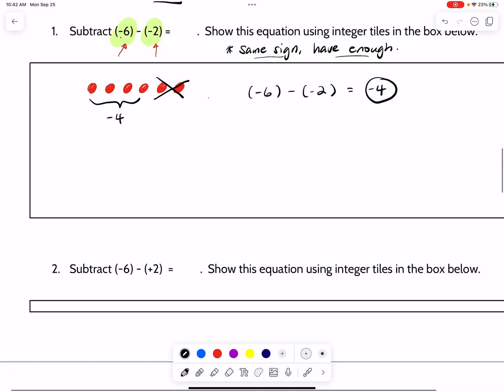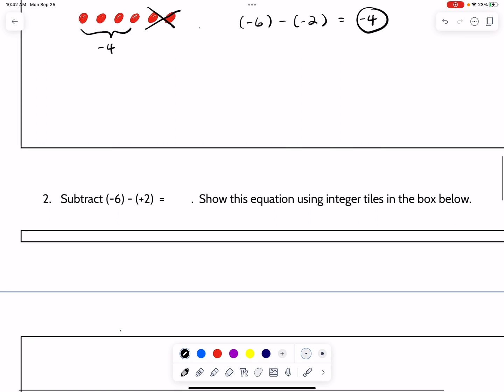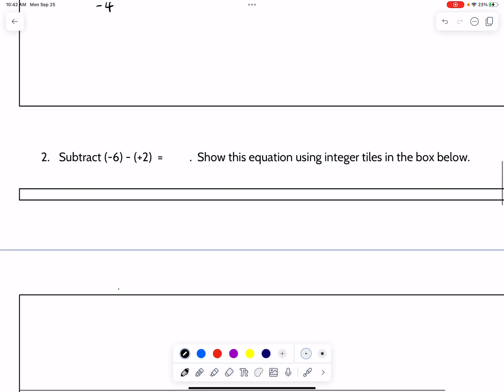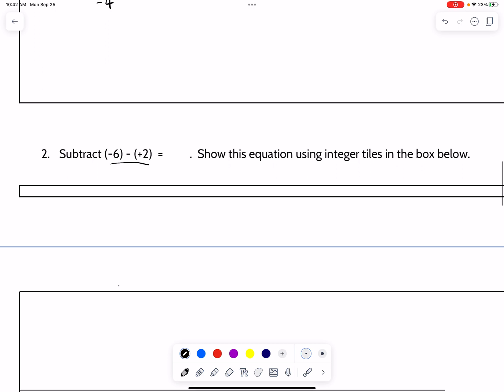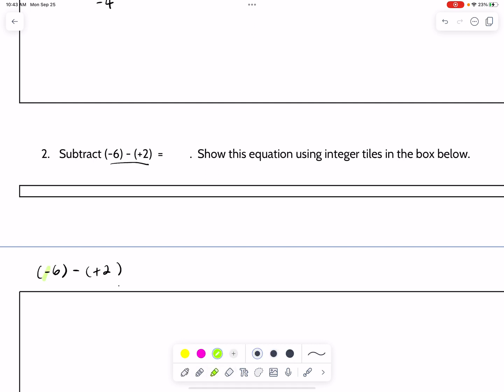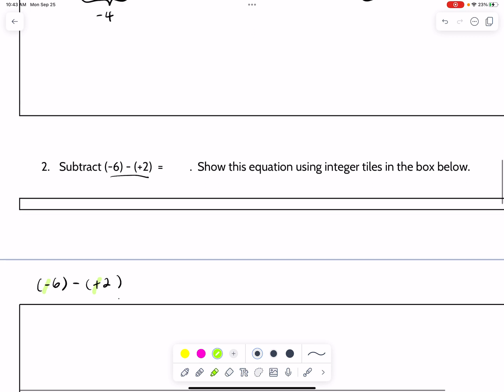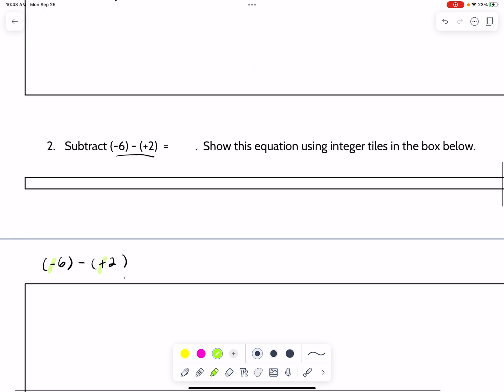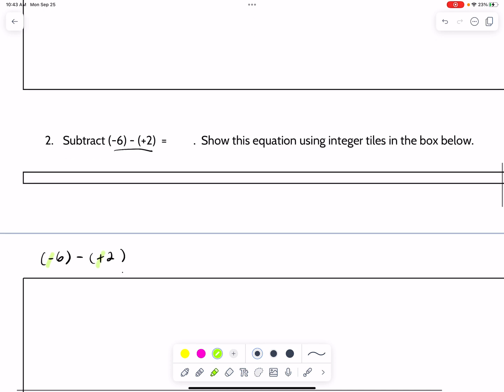Now, the second one, and I'm going to rewrite it here because my page has been cut off. You have -6 minus +2. So I'm going to write down -6 minus +2. Okay? So a few things that you should note. First thing is that this time you have 2 different signs, right? Okay? You have 2 different signs here, okay? Which means that the process is going to be different. So I want you to write down here as a note, this time you have different signs.